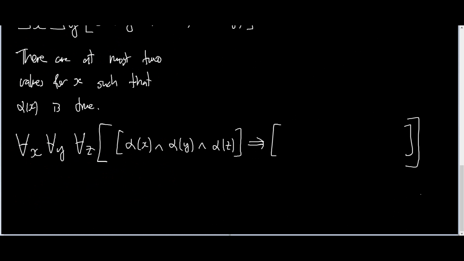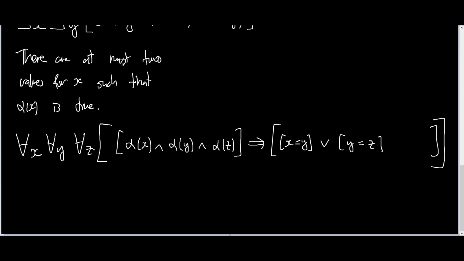Because once we pick specific x, y, z, it could be that x and y are equal, or it could be that x and z are equal, or it could be that y and z are equal, right? So there are basically three possibilities. And we could maybe use the symbol for "or" to say exactly that: one, the second, or the other possibility should be true. So x equals y, or y equals z, or x equals z.